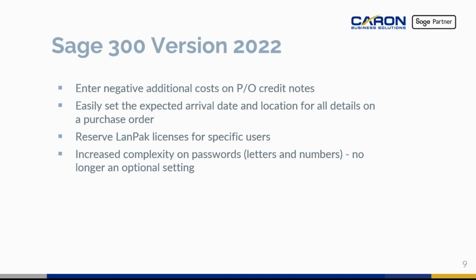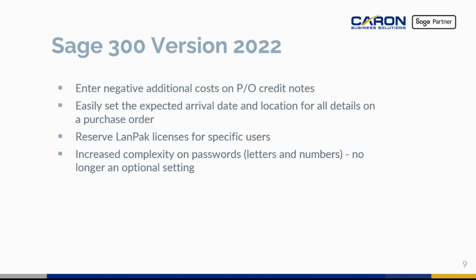I think this is a pretty nice piece, that you can now set the expected arrival date and location for all details on a purchase order. If you had a 10 or 15 line PO and you forgot to put in the expected arrival date on the header of the document, usually when you put the header in, it copies that same detail down to the lines. If you forget to do it and you have a 15 line PO, you have to do it manually. There's a button that allows you to put in the expected arrival date on the header. You hit the button and it copies that expected arrival date for all of the details.